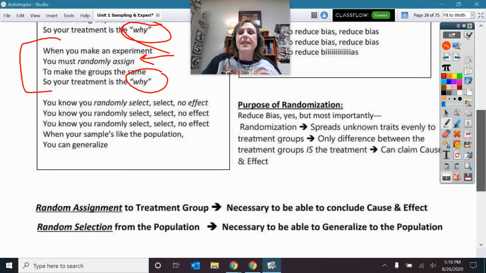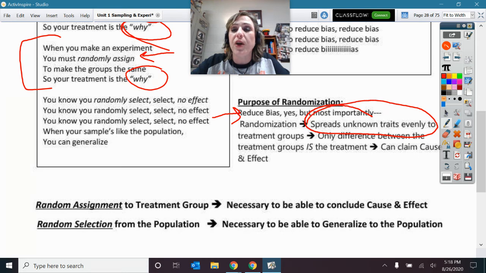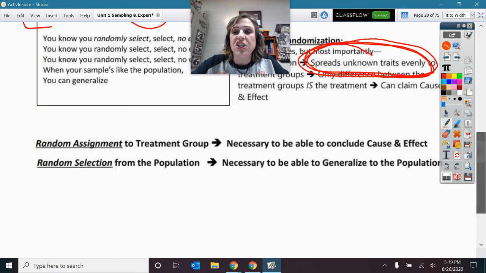All right, this summarizes it down here. Purpose of randomization. My students say, why do we randomize? And they go, reduce bias, because of the song. Yes, that is true, but you can't exclude this: we reduce bias with randomization, but you also spread unknown traits evenly. When you need to spread unknown traits evenly, randomize. Therefore, if the only difference is that treatment, then you can do cause and effect.